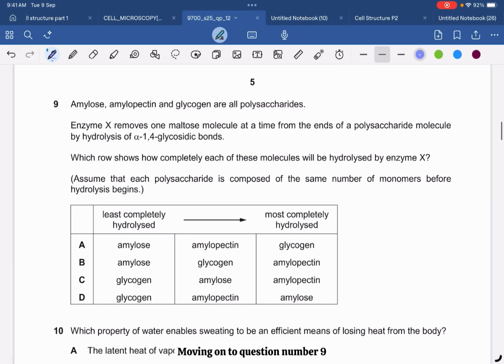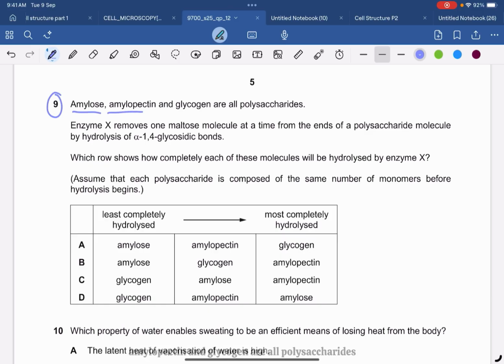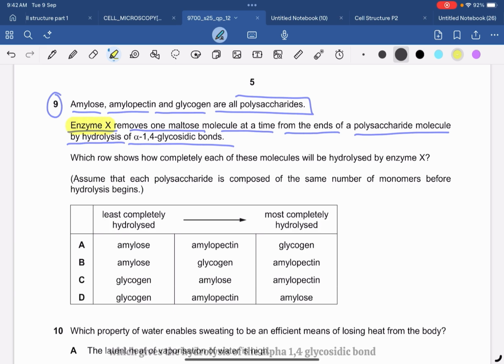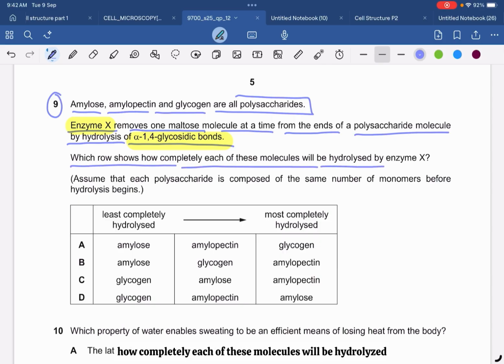Moving on to question number 9. Question number 9 says that amylose, amylopectin and glycogen are all polysaccharides. Enzyme X removes one maltose molecule at a time from the ends of the polysaccharide molecules by the hydrolysis of alpha 1,4 glycosidic bond. So basically in the question they are saying that there is an enzyme X which does the hydrolysis of the alpha 1,4 glycosidic bond. Which row shows how completely each of these molecules will be hydrolyzed by the enzyme X? Assume that each polysaccharide is composed of the same number of monomers before the hydrolysis begins.